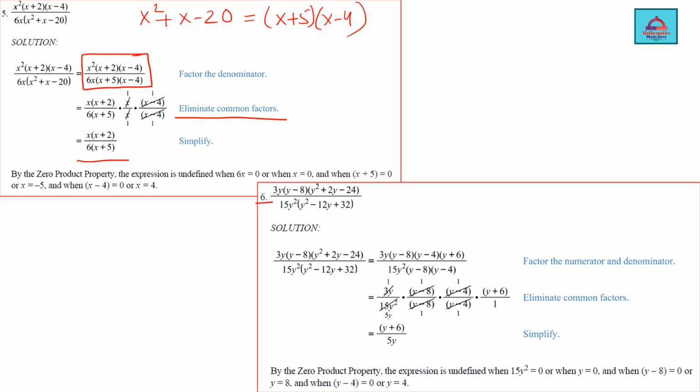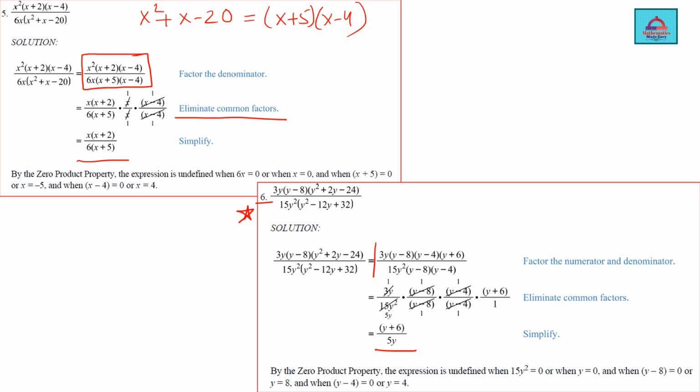Now question 6 is an important question. You may get it in your ministry exam. If you see, you have to factor here both the numerator and denominator. So y square plus 2y minus 24 can be factored as y minus 4 and y plus 6, whereas y square minus 12y plus 32 can be factored as y minus 8 and y minus 4. So you will cancel out the common terms, eliminate the common factors, and write the simplified form as this.